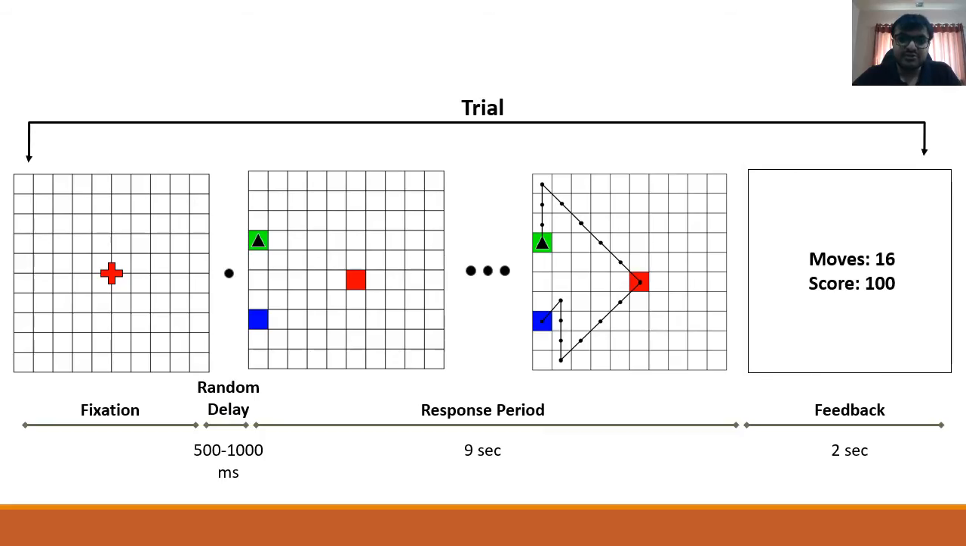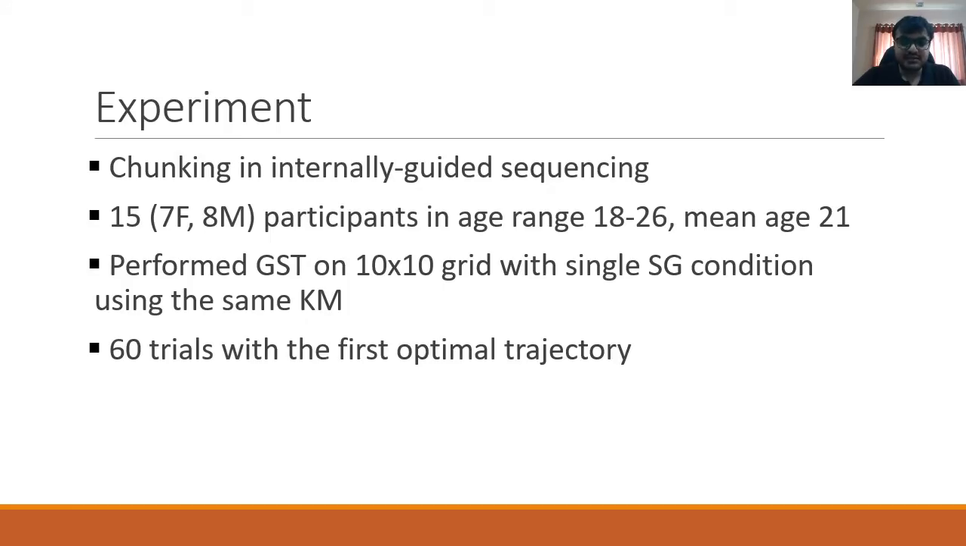The figure here shows a trial outline. Participants get 9 seconds to solve each trial. Each trial feedback consists of the number of moves in the traversed trajectory and the reward score earned in that particular trial. Our study hypothesizes the role of chunking in practice-driven performance improvements in GST. 15 participants performed GST on a 10x10 grid with a single SG condition using the same key map. They performed 60 trials with the first optimal trajectory that they discovered.